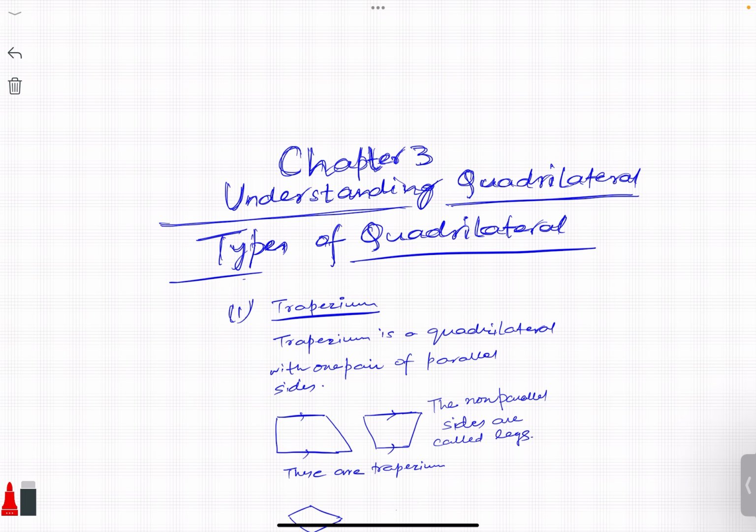Today we will discuss chapter 3, Understanding Quadrilaterals. First we will learn the types of quadrilaterals.